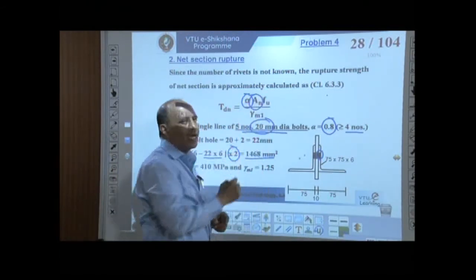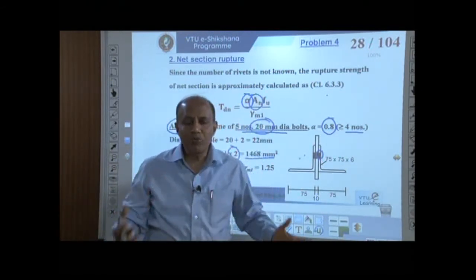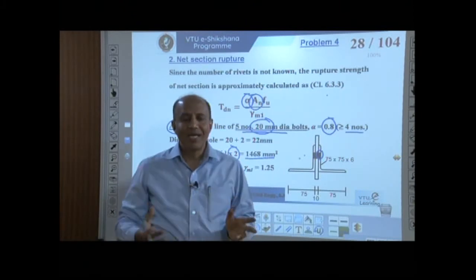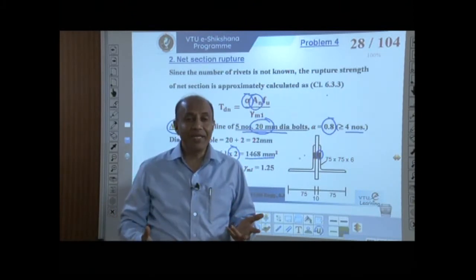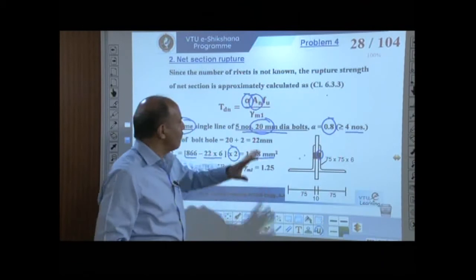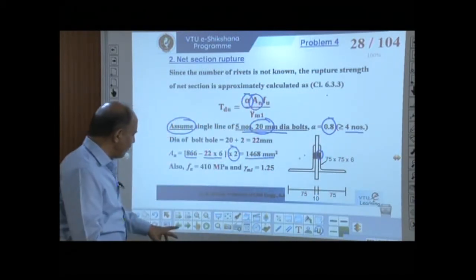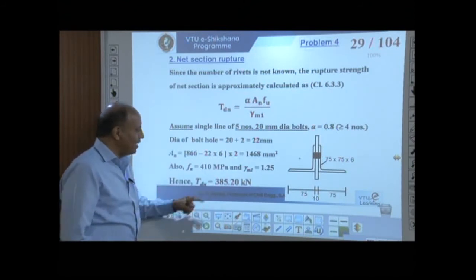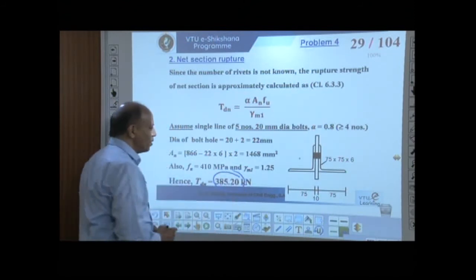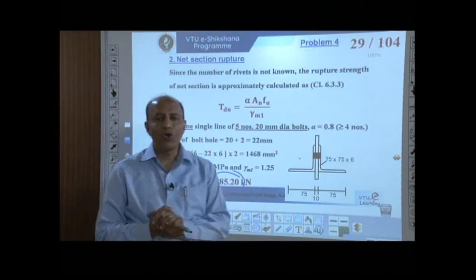So all you need to understand here is, once you have assumed the bolts, you can easily calculate the net area of the section. If you have done this, the matter is just substituting all these numbers, and then we get the value of TDN. TDN in this particular case happens to be 385.20 kilonewtons.